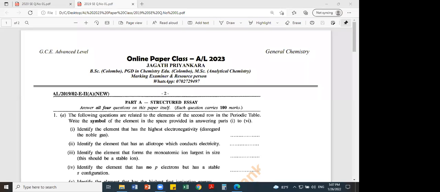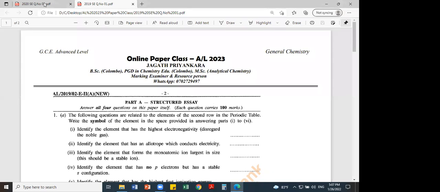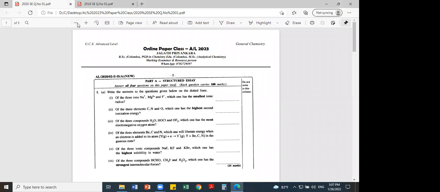2019 paper, structured essay. So the last two papers, 2018 paper, we discussed everything, right? Anything left? So question number 1, how many of you have done this? 2019. And the 2020 paper also I have already posted to your WhatsApp group.